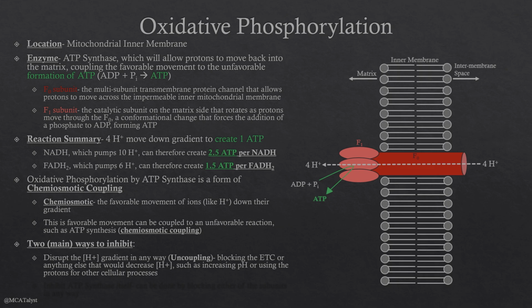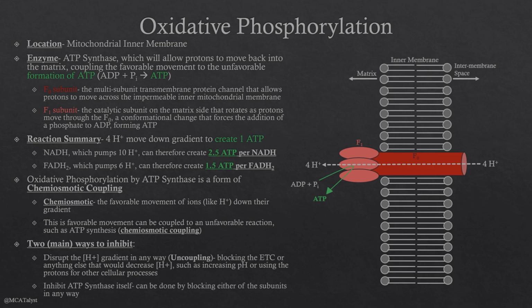Additionally, any other process or reaction that decreases the hydrogen concentration of the intermembrane space, such as making the intermembrane space slightly more basic, or potentially using the protons, maybe there's some other cellular process that needs the protons for something. That is going to decrease the hydrogen concentration gradient, which is essentially removing this gradient that we need for oxidative phosphorylation. So uncoupling is the first way that we can inhibit oxidative phosphorylation.